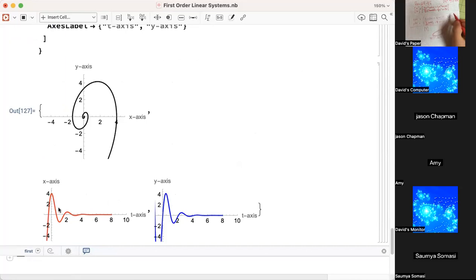So when I have minus 1 plus 3i, the minus 1 is decay and the 3i promotes a spiral. So what if my lambda 1 and lambda 2 were 1 plus 3i? Well, this would be growth in spiral. That would be called a spiral source.